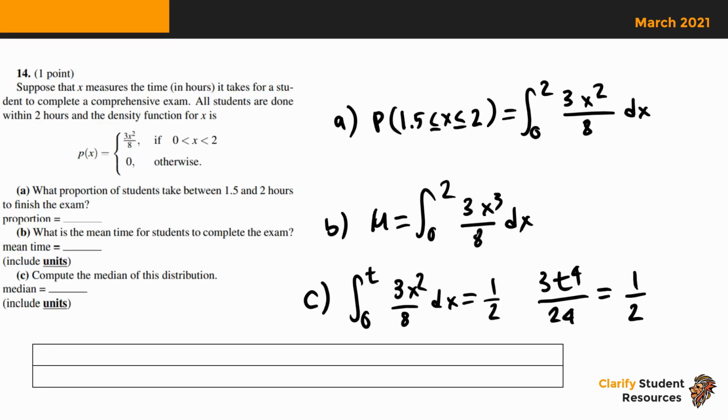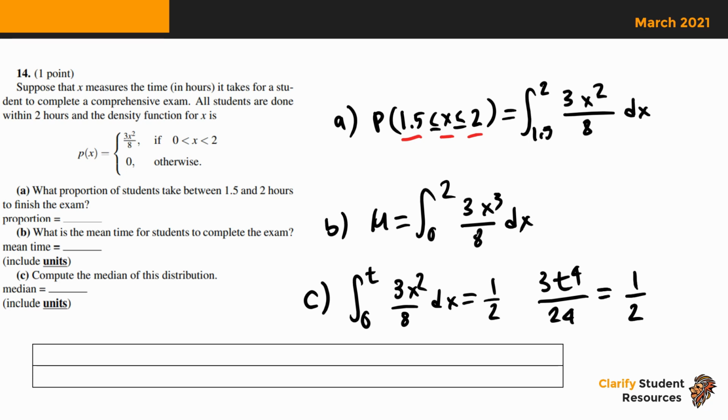All right, so for question 14, we'll look at part A, and it says that we want the proportion of students who take between 1.5 and 2 hours to finish the exam. So that's just going to be P of 1.5 less than X less than 2. So that means we're just going to be integrating from 1.5 to 2, and it's going to be 3x squared over 8 dx.